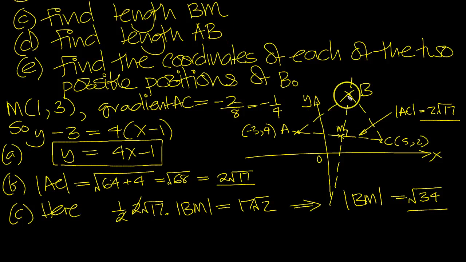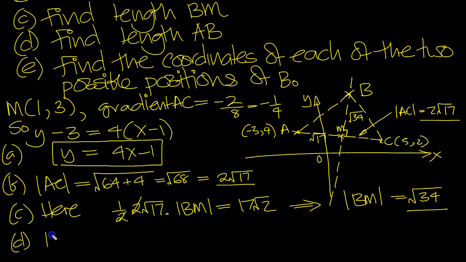Find the length AB. This is a right angled triangle. We know this length here is root 34. We know this length because it's just half of this length, isn't it? So this is root 17. So we can now work out this length here, AB.